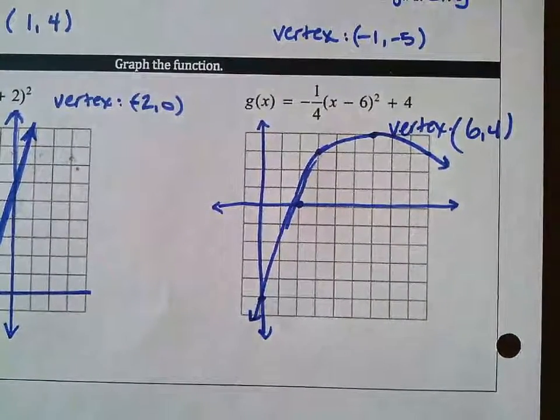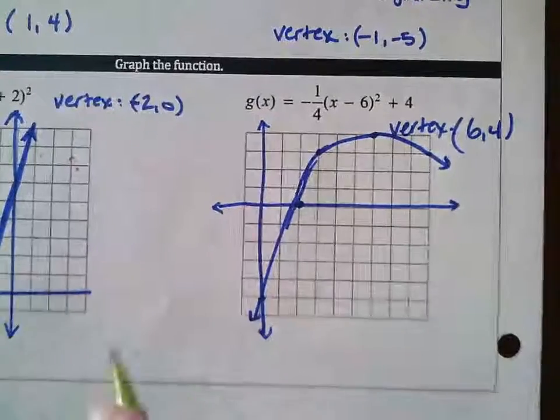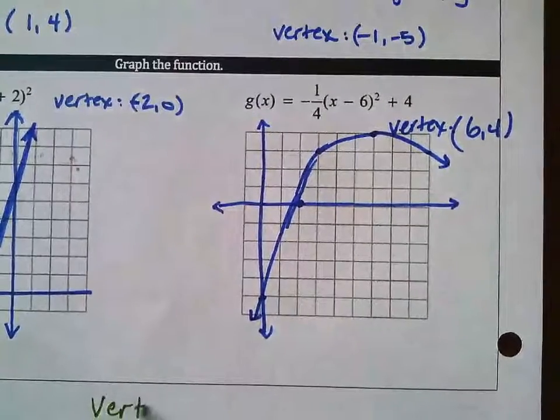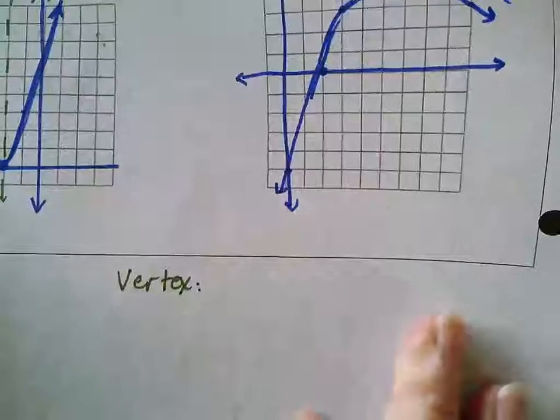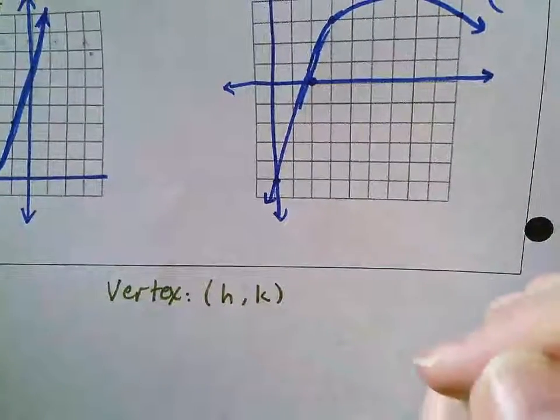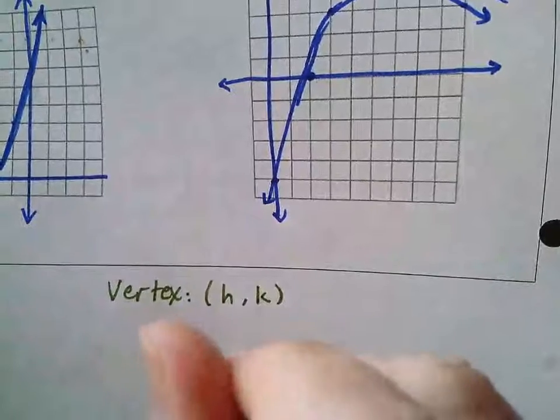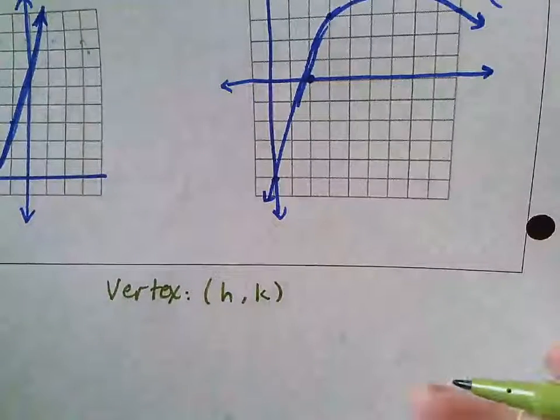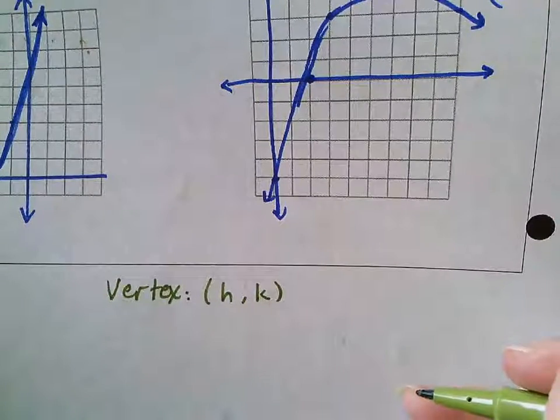Okay, so that was it for this lesson. Basically, we were looking for 2 things here. We were looking for our vertex, which was h, k, and then we're using that information to determine our axis of symmetry and our graph.